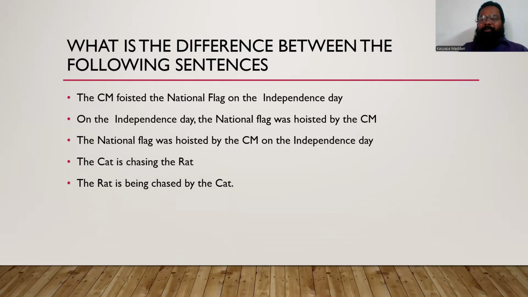Tom and Jerry, we all used to watch it as children, right? I don't know about the current generation, but the previous generation did. Always Tom is chasing Jerry, and sometimes they become friends, right? So, anyway, the cat is chasing the rat, and the rat is being chased by the cat. What is the difference between these two sentences? Is there any difference between the meaning of these sentences, or is it just a structural difference? You need to decide upon that.